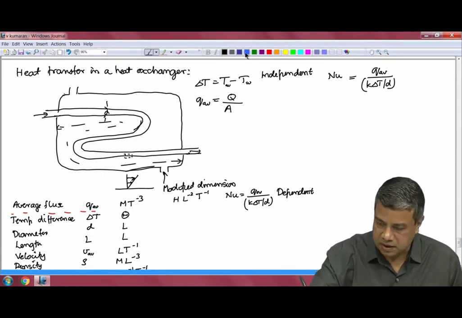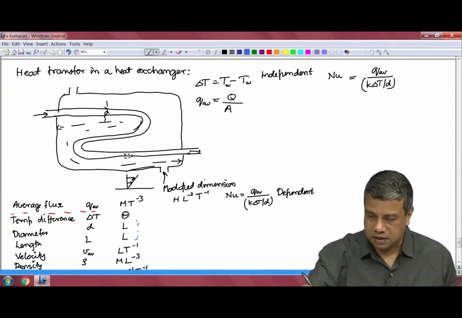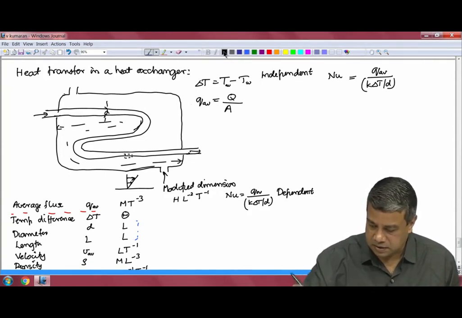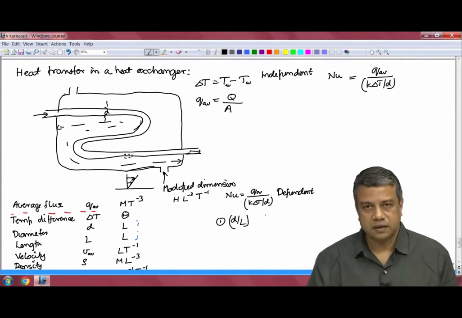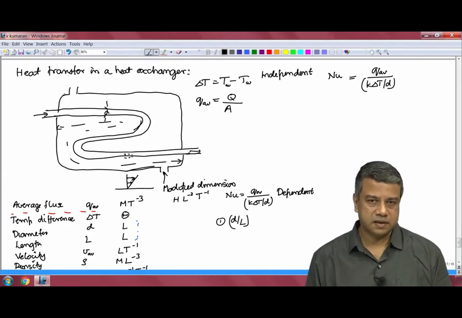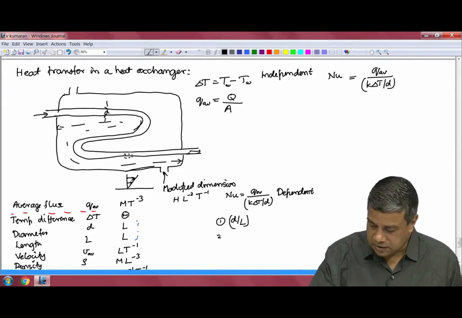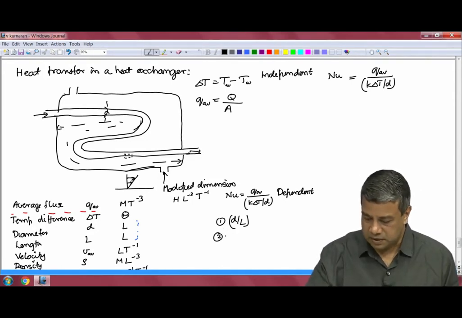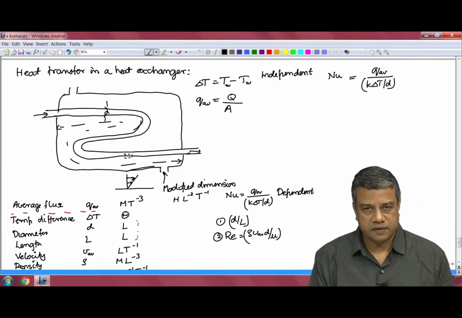Since you have two quantities with the same dimension as length, okay, I can write an independent dimensionless group as d by L, okay. The ratio of two lengths is dimensionless, okay. So, that d by L is an independent dimensionless group. The second one is also what we have seen before, okay, Re, which is equal to rho V average d by mu. The Reynolds number is rho V average d by mu.